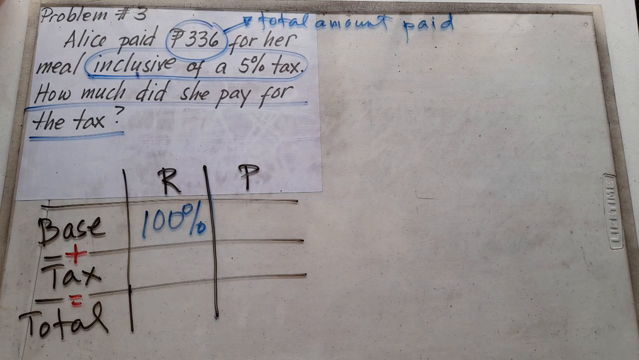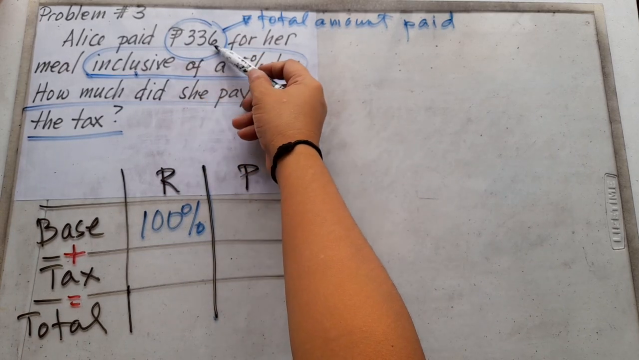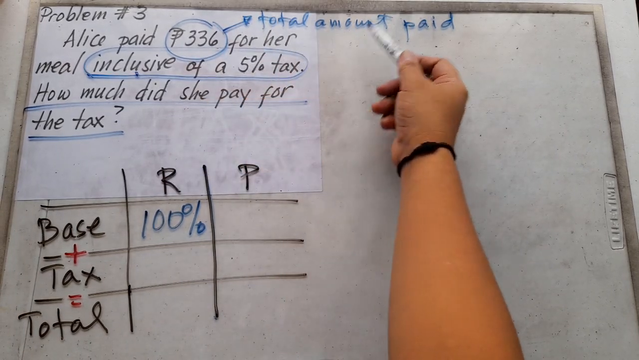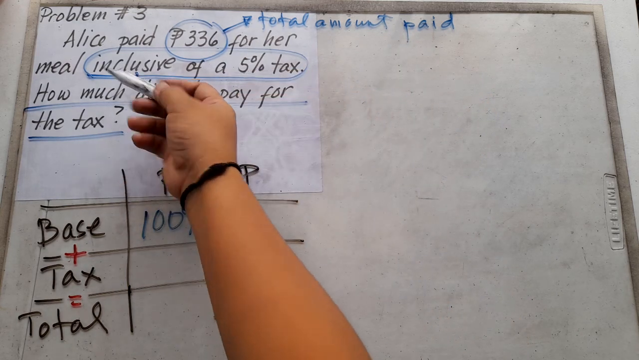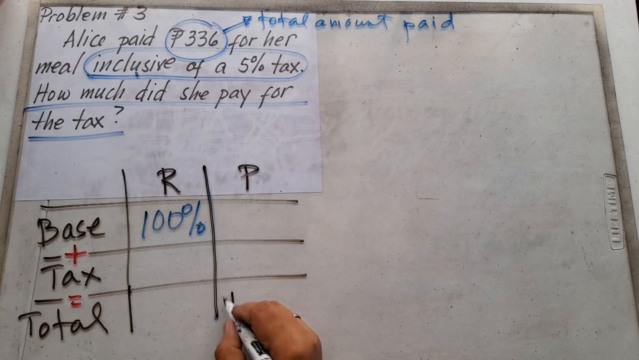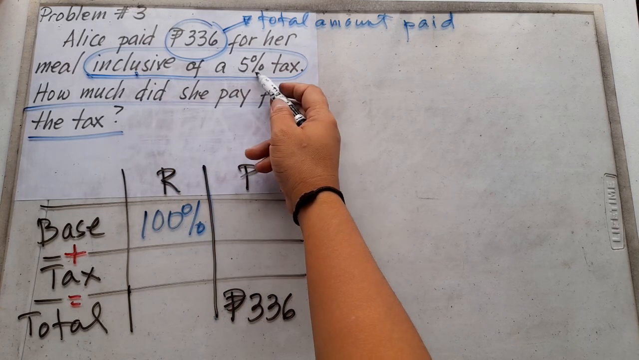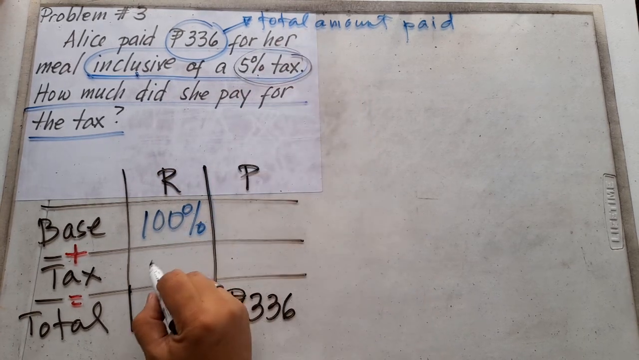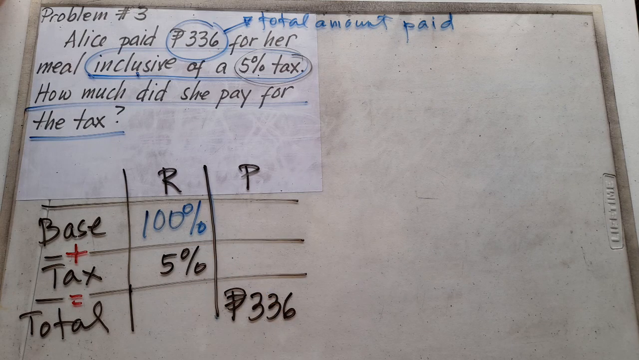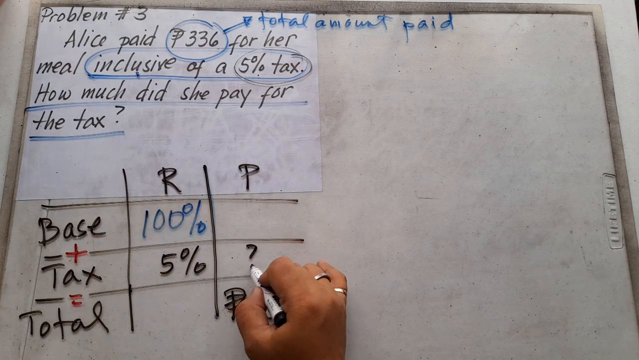Okay? Now, let's have the problem. 336, that's her total amount paid for her meal. Inclusive na daw kasi yung tax. So, saan natin ilalagay yung 336? Doon sa total. 336 here. Next, 5% tax. May 5% tax. So, we have 5%. And we are asked of how much is the tax. So, ito yung question mark natin.